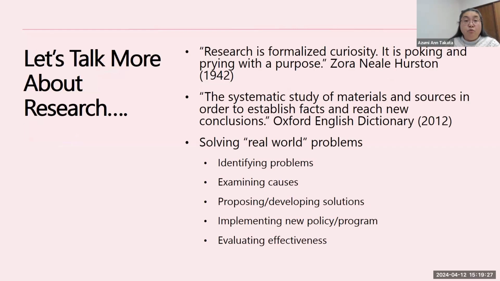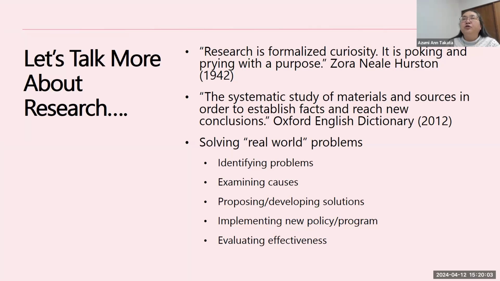So let's talk a little bit more about research. Here are a couple of different definitions of research. One way to define research is formalized curiosity. It's poking and prying with a purpose. A very informal definition, but it's one way to think about research. Another definition: the systematic study of materials and sources in order to establish facts and reach new conclusions. That's from the Oxford English Dictionary.